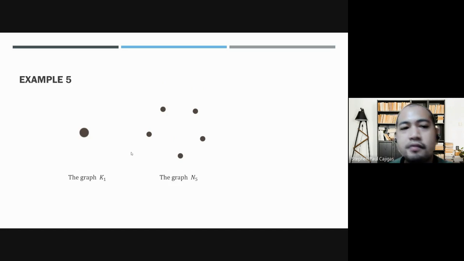We also have joining the single vertex K1 and the null graph. If you remember, the null graph with n vertices, here a null graph with 5 vertices, basically has all vertices and no edges. I hope you can remember what we call the null graph.